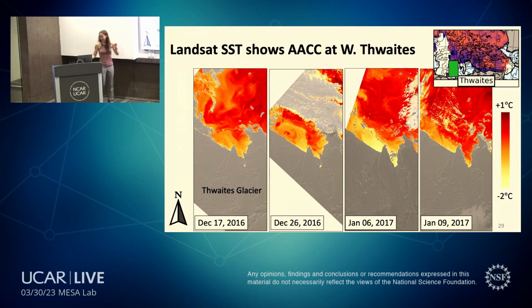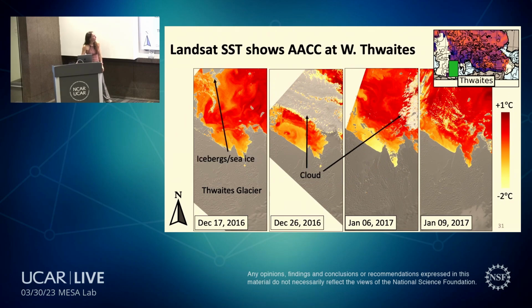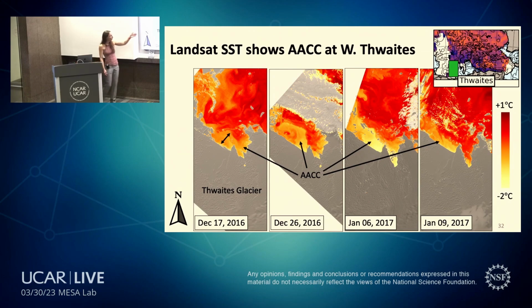But looking at this image, this is from Landsat looking down. Thwaites Glacier is at the bottom of the image. We have ocean as the color, as uncalibrated sea surface temperatures. There's cloud here and ice. And the coastal current is here in the cold pixels that you can see, the yellow pixels, running right up against the front of Thwaites towards the west.